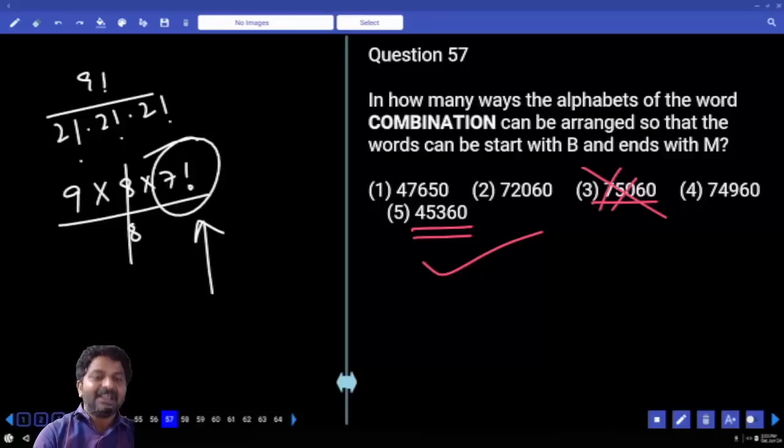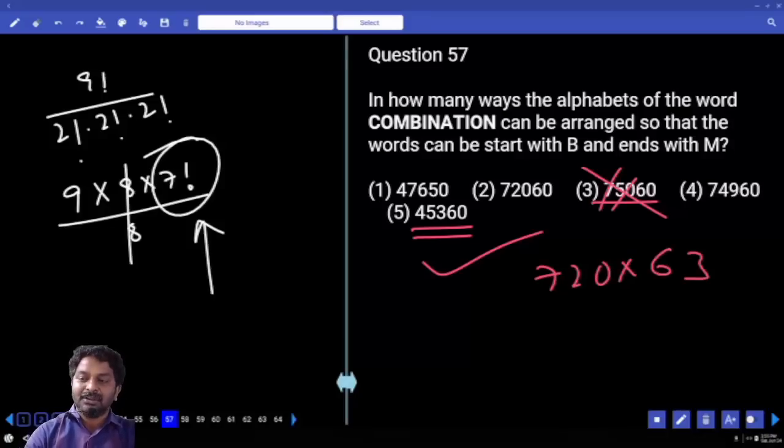అర్థమవుతుందా? Otherwise you have to calculate everything. 6 factorial 720 into 7 into 9, 63. This is what you need to verify. You can't use last digit verification also, because the third option and fifth option both are ending with 60. అర్థమవుతుందా?